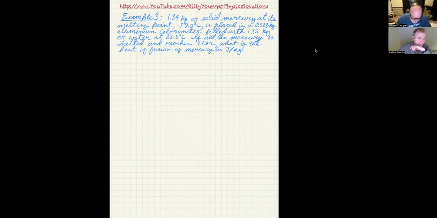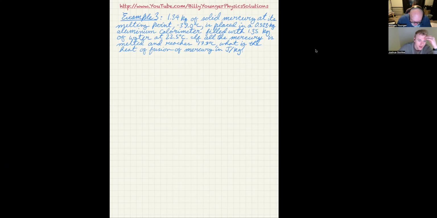Okay, how about this? Example three. It says 1.34 kilograms of solid mercury at its melting point, negative 39.0 degrees Celsius, is placed in a 0.523 kilogram aluminum calorimeter filled with 1.35 kilograms of water. Whoa. I did not mean to make them that close, but I did.